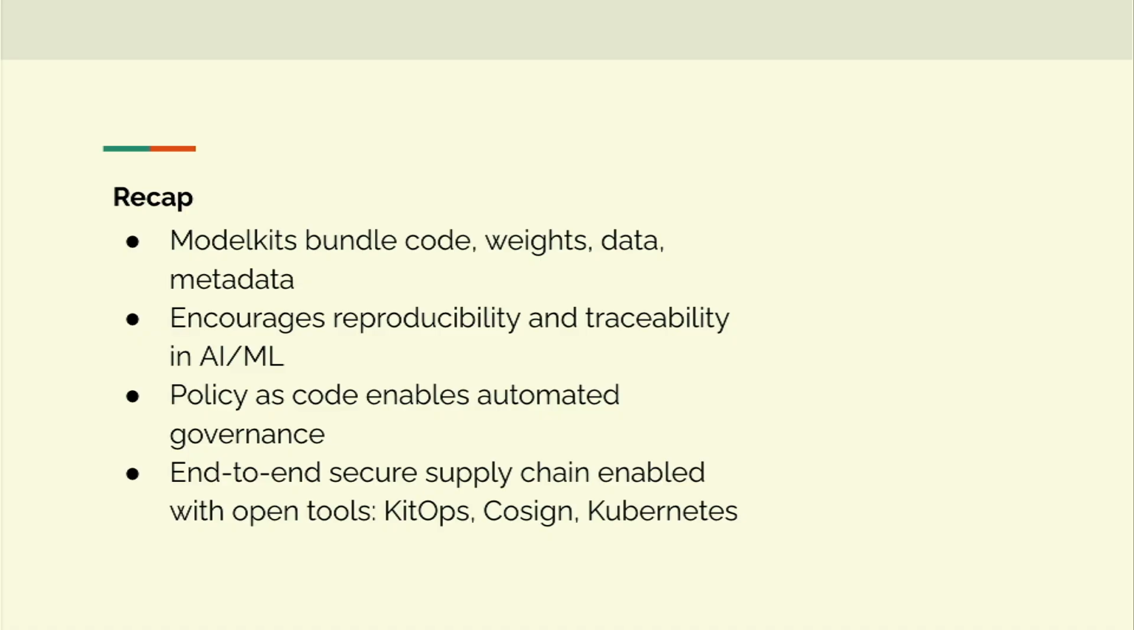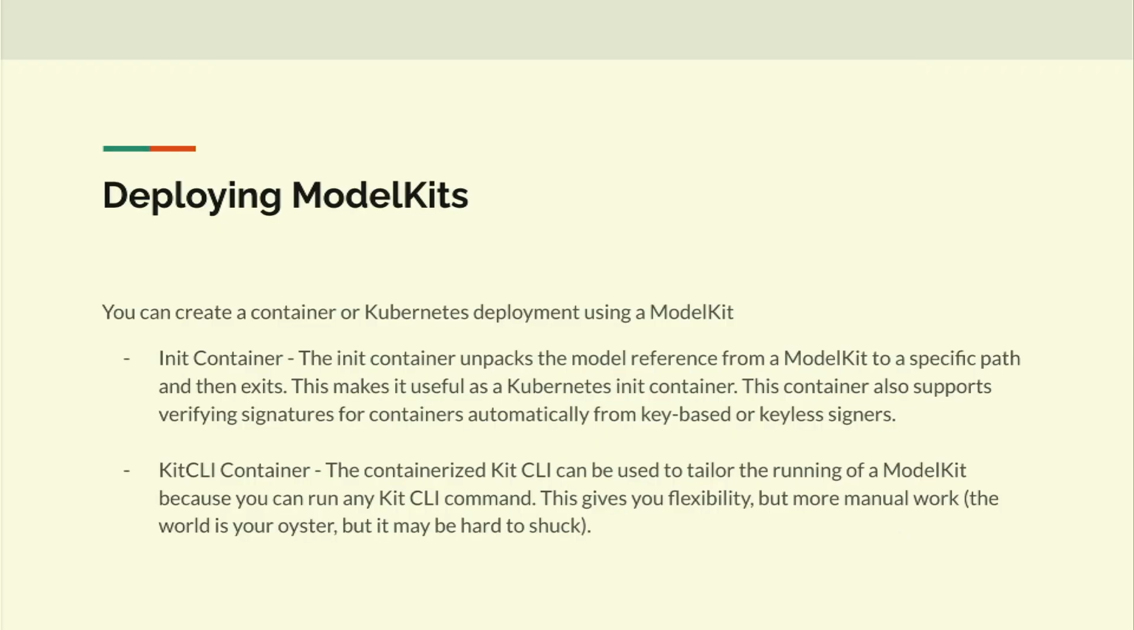And finally, an end-to-end supply chain for AI can be achieved with the help of open source tools like KitOps, Cosign, and Kubernetes. Using them all together, you can get a properly secured machine learning model. So this is what you should use or try to use in production. As I mentioned earlier, you can also deploy model kits like any container image on Kubernetes. I just wanted to share that.